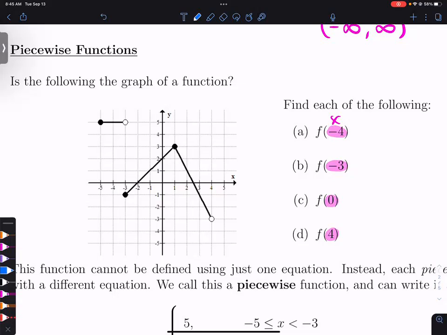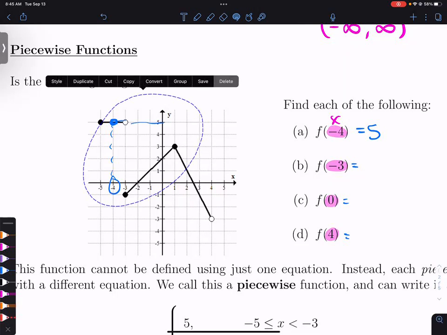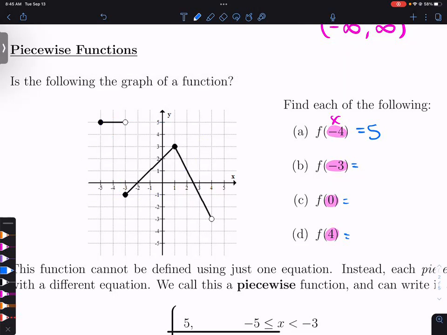All right, so if x is -4, what's f? 5. Find -4, find the function, take the y value, right? Okay. What if x is -3? -1. What happens at negative or at, what happens at that x value that's weird?